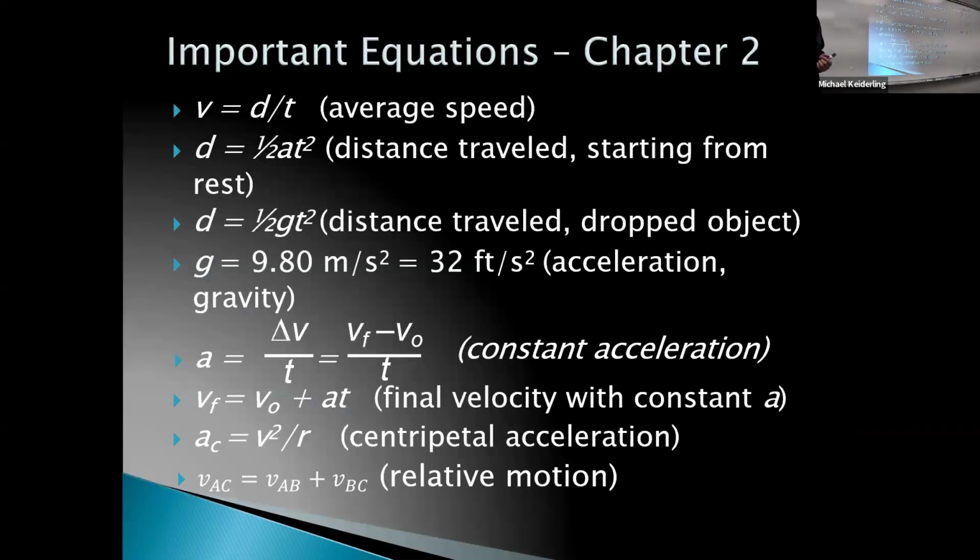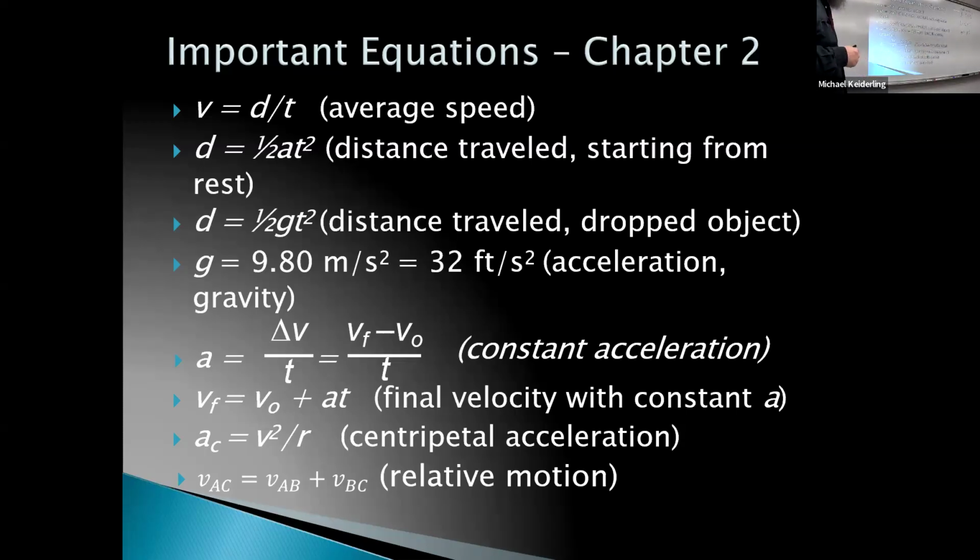And that's the end of chapter 2. So we will start up chapter 3. So just some important equations from chapter 2. Average speed is distance over time. Average velocity is displacement over time.